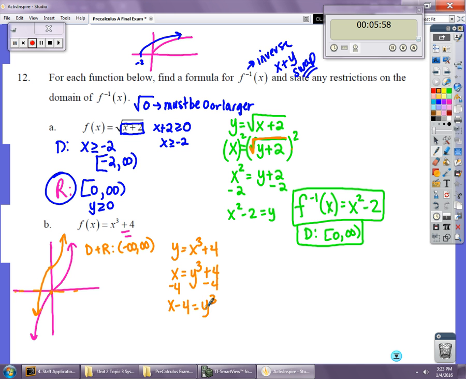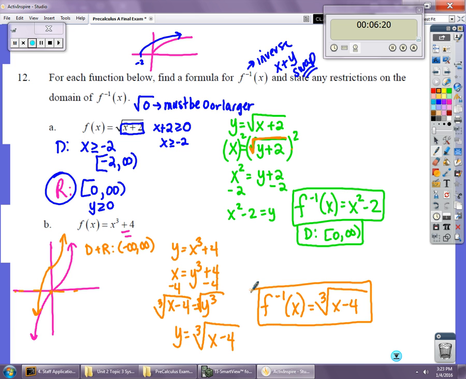The opposite of cubing is taking a cube root. So I end up with the cube root of x minus 4. I'm just going to write it in function notation. The inverse is the cube root of x minus 4. There it is. And my domain is negative infinity to positive infinity.